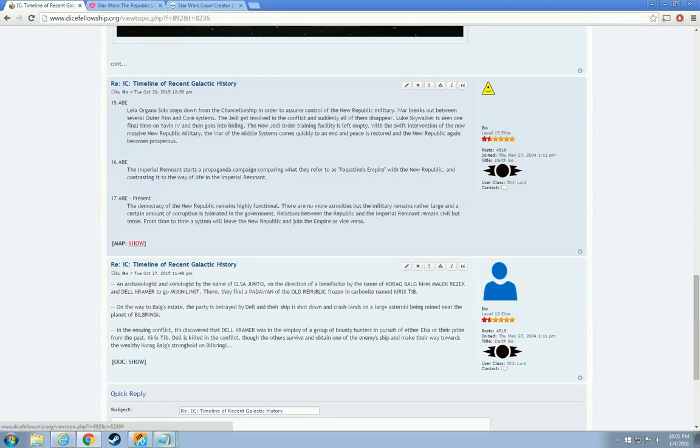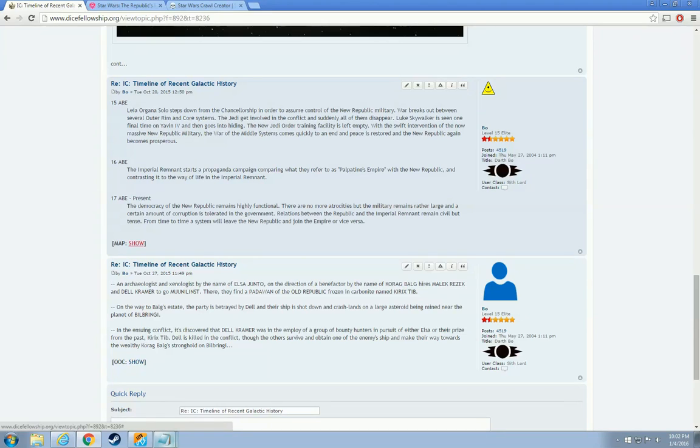With the swift intervention of what's now the massive New Republic military, the war in the Middle Systems comes quickly to an end, and peace is restored, and the New Republic again begins to prosper. 16 ABE. The Imperial Remnant starts a propaganda campaign comparing what they refer to as Palpatine's Empire with the New Republic, and contrasting it to the way of life in the Imperial Remnant.